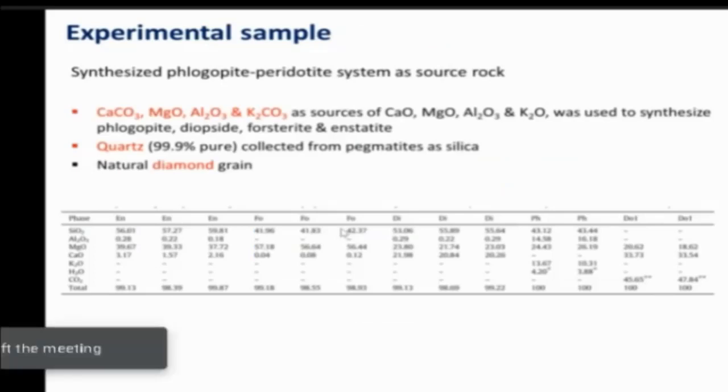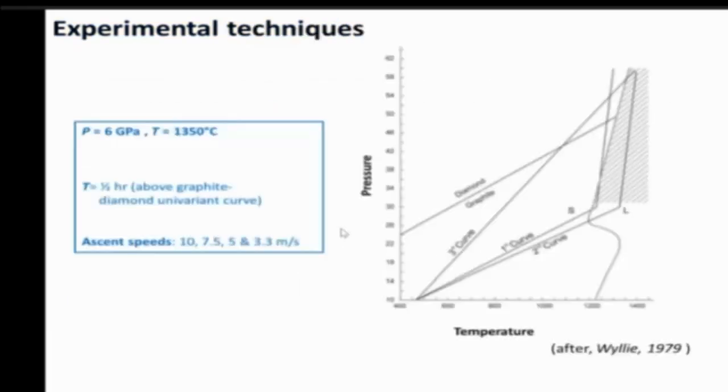And this is the experimental sample. This table shows an electron probe microanalysis of the different elements that were prepared synthetically as the phlogopite peridotite system rock as proposed by Wyllie, as a possible source rock of the kimberlite, although there are some arguments on this. Everything that was used as a sample was synthetically prepared. So these are the materials that we used as the sample material, and in each of the experiments a small naturally occurring diamond grain was placed.